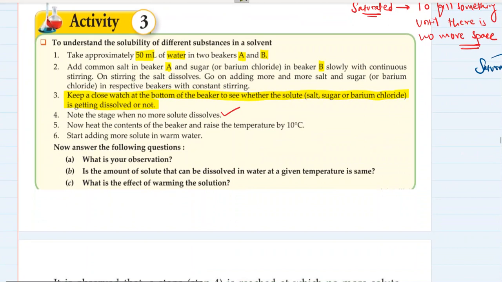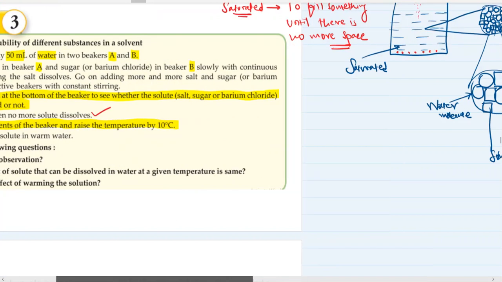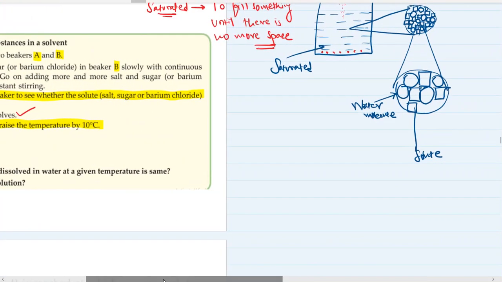Okay, now they are doing one interesting thing. As I told you in point number 5, they are heating the contents of the beaker after making it saturated, and raising the temperature by 10 degrees Celsius. What does this mean? If you have a saturated solution and you are heating the contents of the beaker by 10 degrees Celsius, what will happen? Let's go deeper into the process of heating as well. On heating, any substance expands.